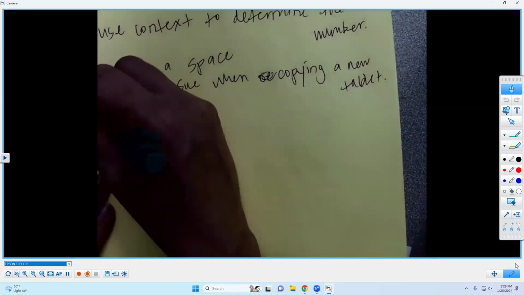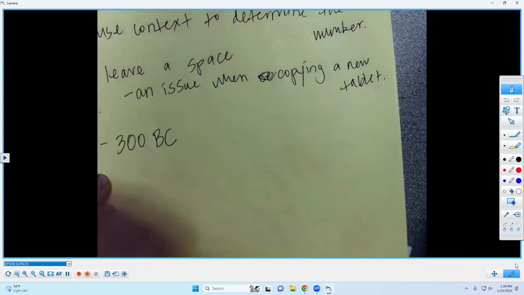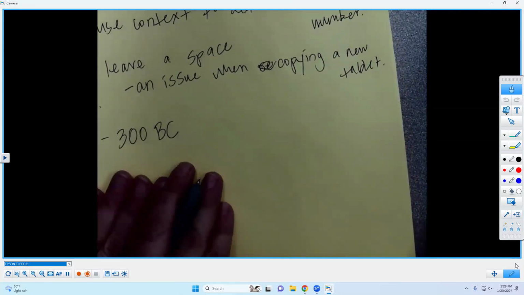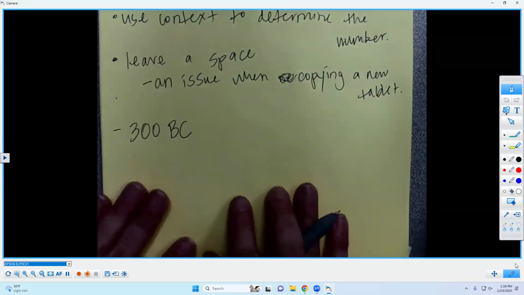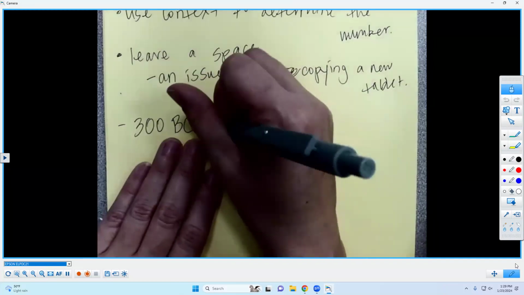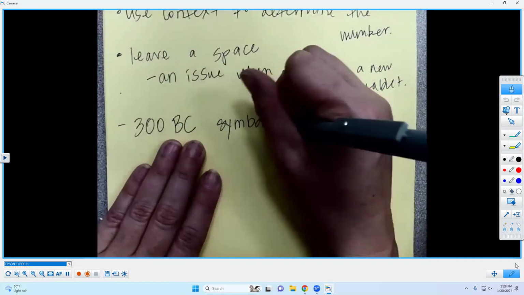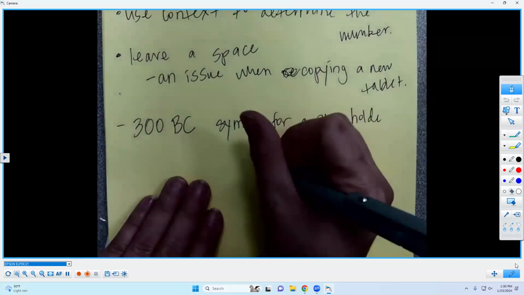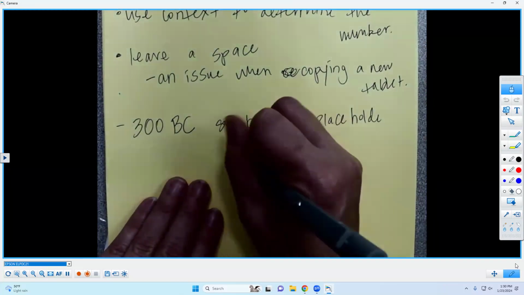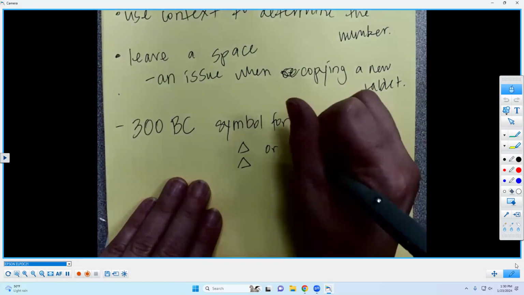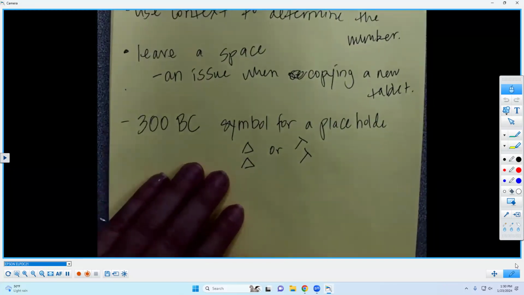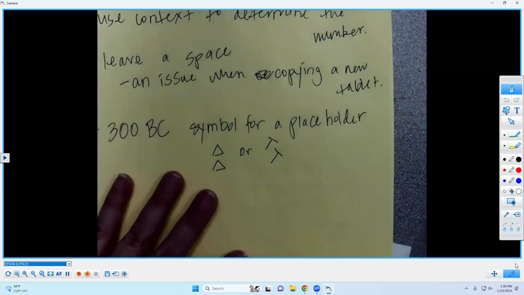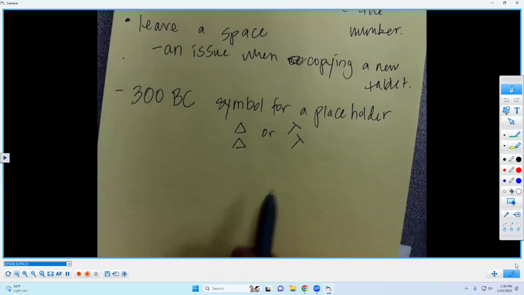So in 300 BC, so again, this is like 3500 BC, so this is a very long time later. This issue became such a big deal that they created a placeholder. So the symbol for a placeholder was either 2 of these or 2 of these. We're not ever really going to need to write this, but they did come up with a way to create a placeholder. But again, that wasn't the number 0.